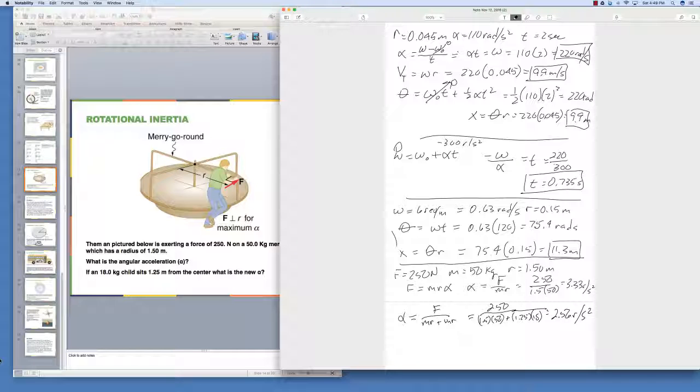Now we'll stop at this point, and when I come back, we'll talk about rotational kinetic energy.